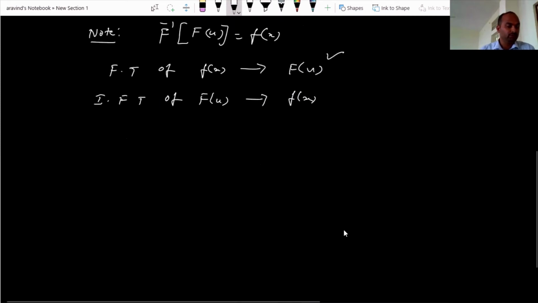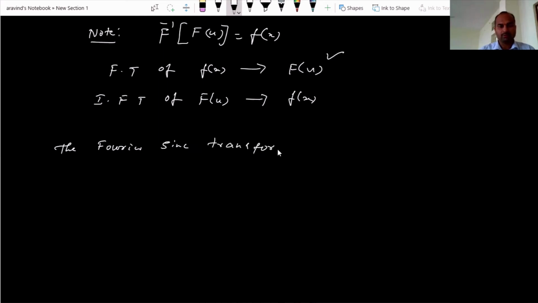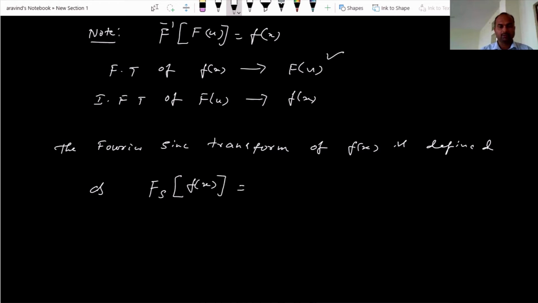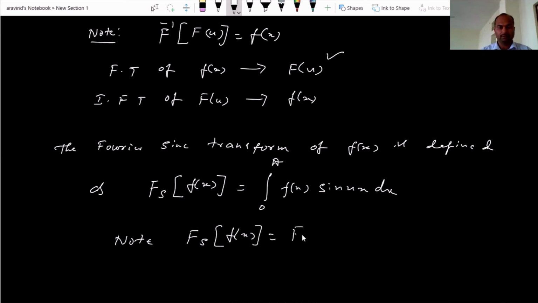So first I will take up the Fourier sine transform. The Fourier sine transform of f of x is defined as Fs of f of x, that is equal to the integral from 0 to infinity of f of x sin ux dx. Here this can also be denoted as Fs of u. Fs of u means this is the Fourier sine transform.